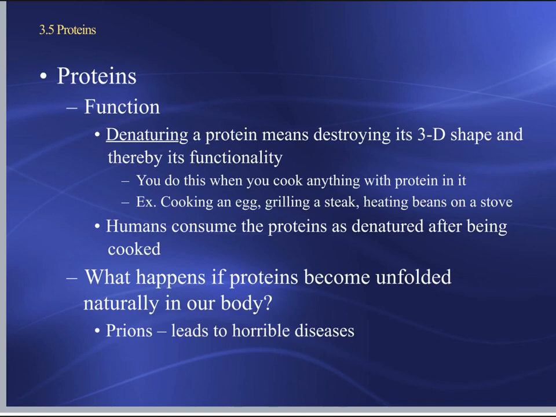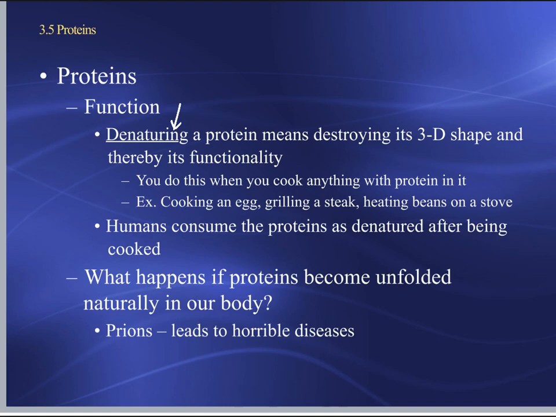So what happens when you mess that up? This is called denaturing a protein. It means you're destroying its three-dimensional shape and thereby its functionality. It no longer works like it used to. You do this every time you cook anything with protein in it. You are denaturing it. You're basically heating it up to break down those proteins, which makes it easier to digest. Okay, that's why it's easier to digest fully cooked meat than, say, raw meat, because the proteins are denatured.